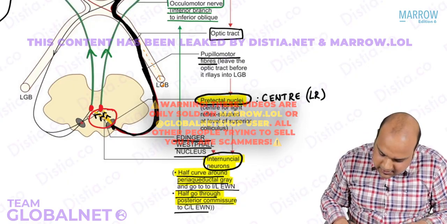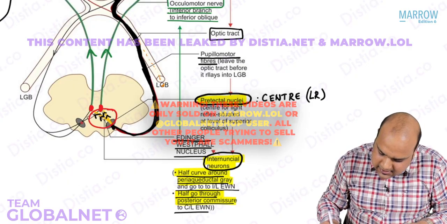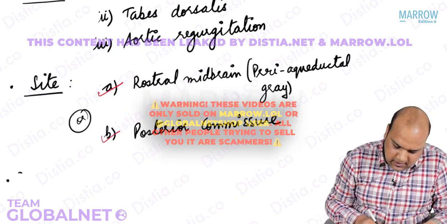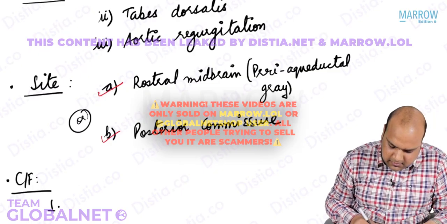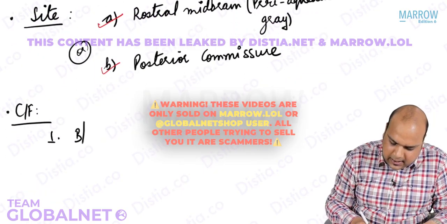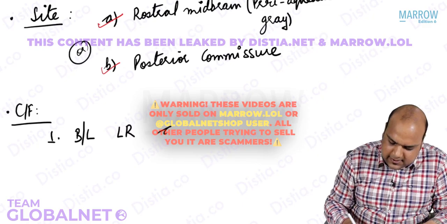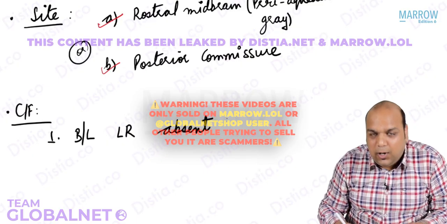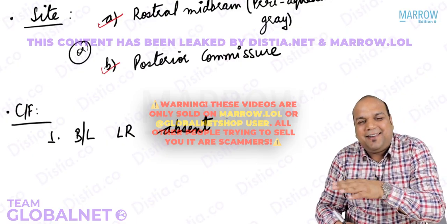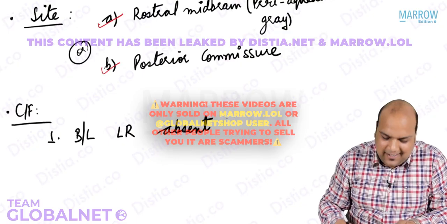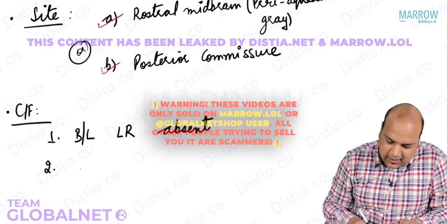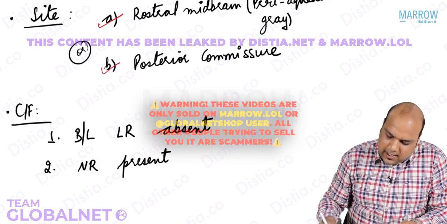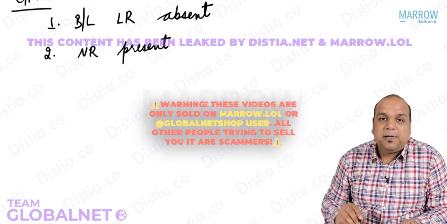Meaning what, everybody? Meaning, if I can say so, clinical feature number one, bilateral light reflex is absent. There is no light reflex whether you throw light on the left eye or on the right eye. But again we say the near reflex is present. Light reflex is absent and the near reflex is present.